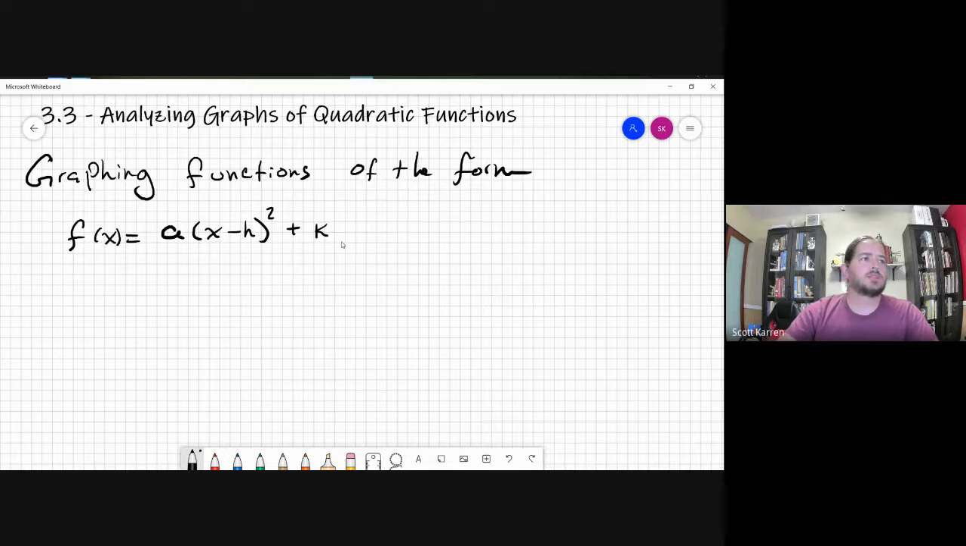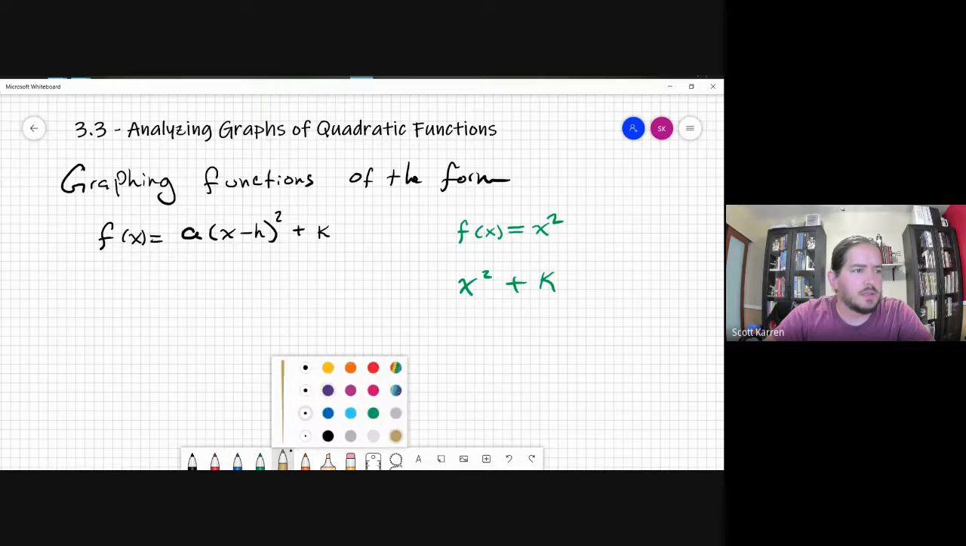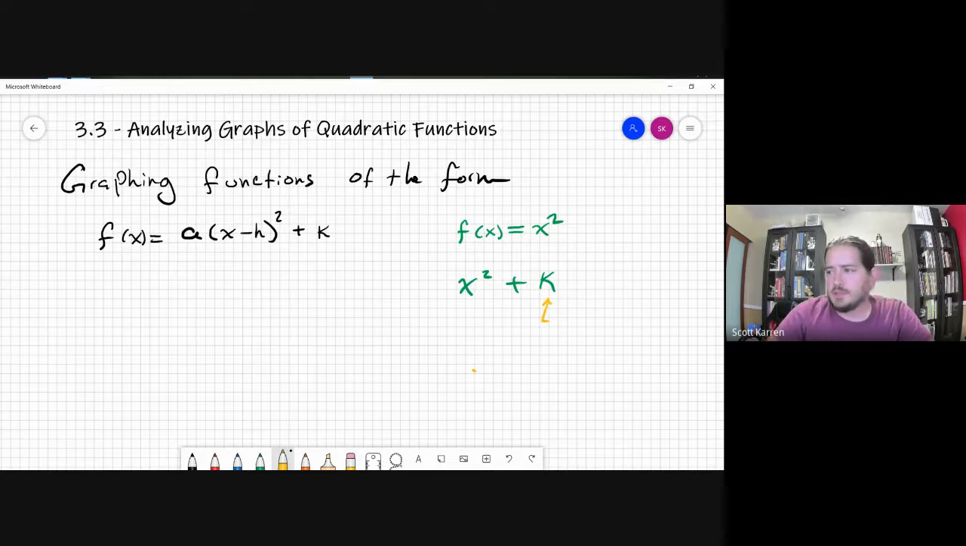So we've talked about transformations of graphs. This is a transformation of the graph f of x equals x squared, right? Some of the transformations that we've talked about are if I have, say, x squared plus k, then this k, if it's some function, I just add k to the end of it. This is a vertical shift.